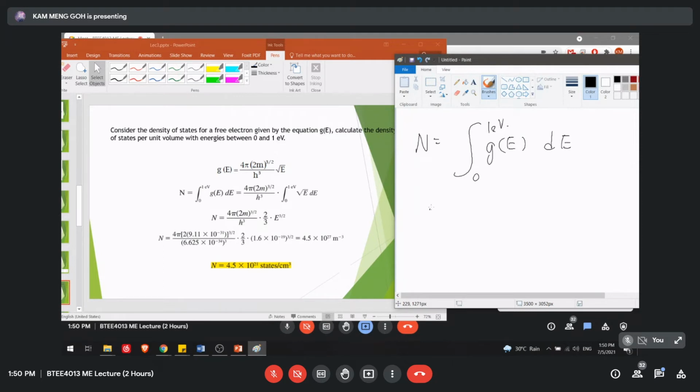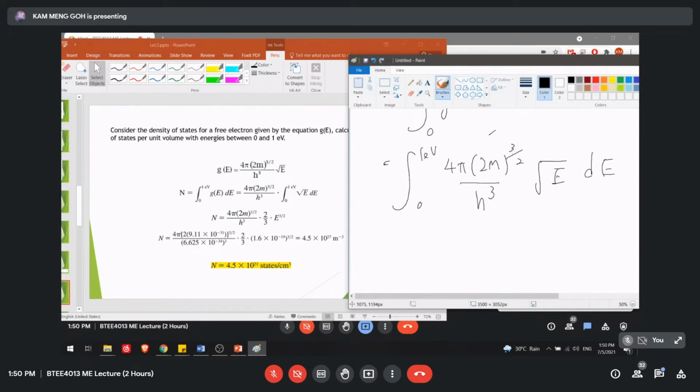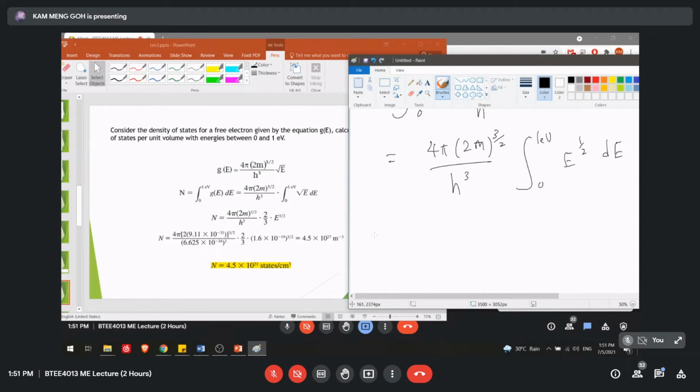Then we keep on doing this. We do the integration from 0 to 1 eV of 4π (2m)^(3/2) over h^3, times square root of E dE. In this case, we all know that this part is treated as a constant, so we just take it out: 4π (2m)^(3/2) over h^3, integral from 0 to 1 eV of E^(1/2) dE. And then keep doing this. We write the constant as A.